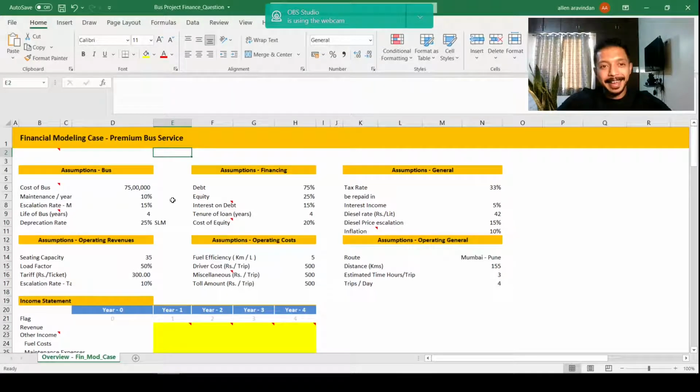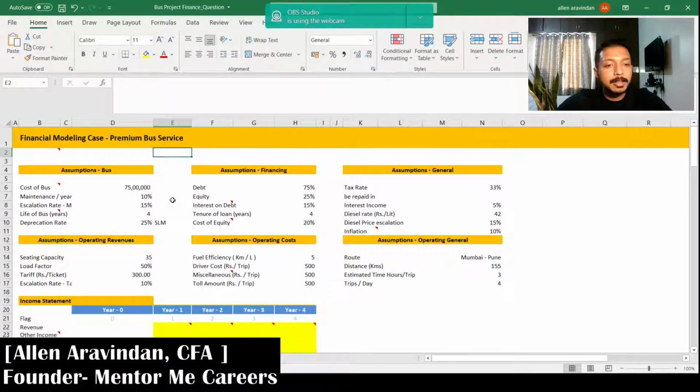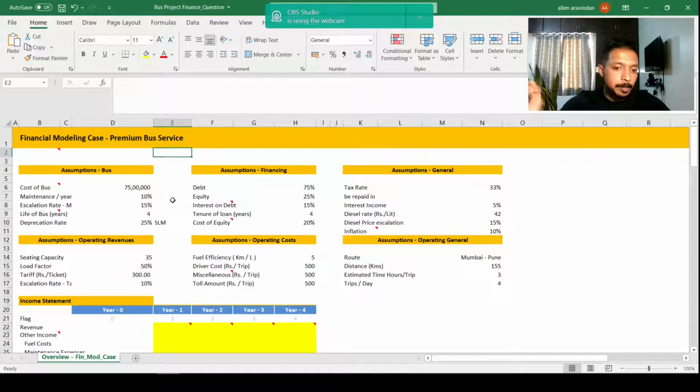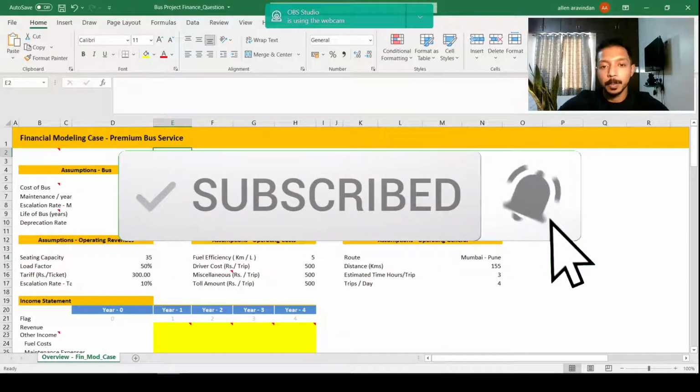Hi guys, and welcome to this full-fledged tutorial on what is financial modeling, and possibly this will also give you an idea on how to actually apply financial modeling. So the entire template will be available in the description below, so you can actually practice it with me.